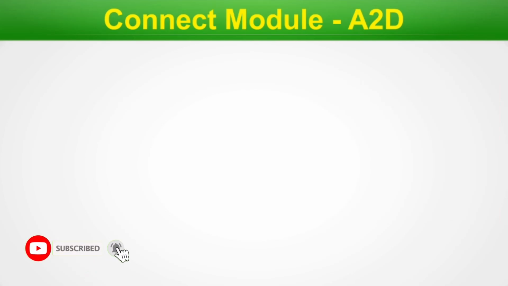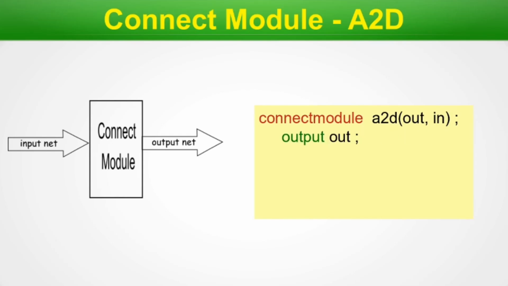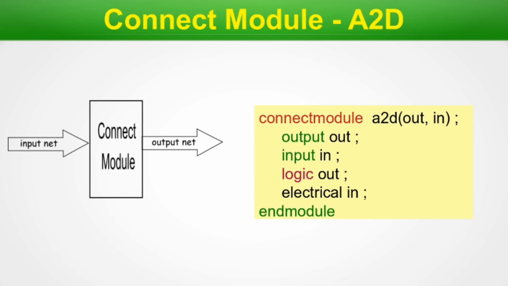So let's look at the A2D. So here is the connect module. We write A2D out and in. So out will be output, in is an input, and the output is logic and the input is electrical. And then we end the module here. By looking into the inside structure of an A2D connect module, we understand that whenever a signal is traversing from the analog side to the digital side, obviously this connect module will help to balance the two. So the input will be electrical, which is analog, and the output will be a logic.